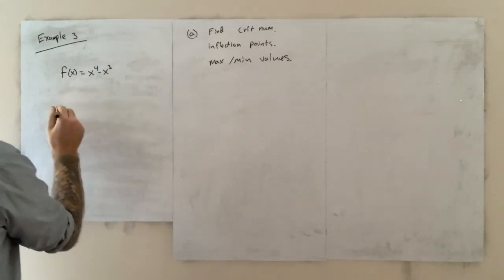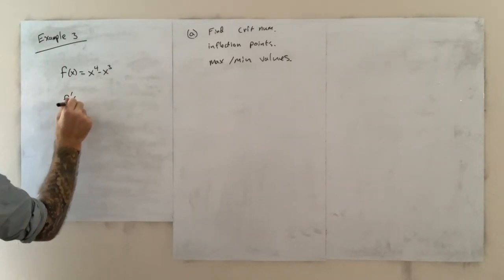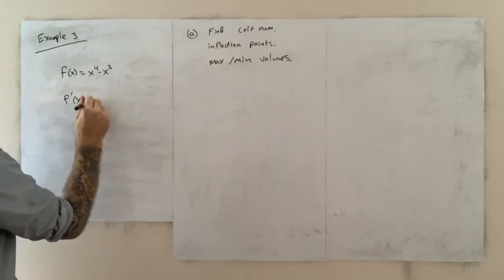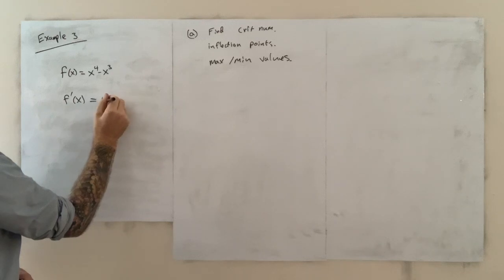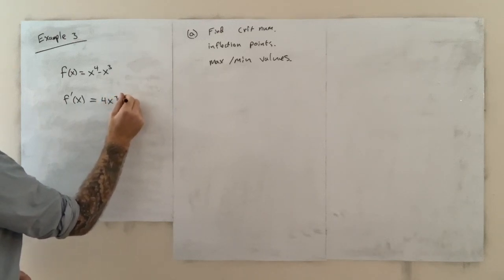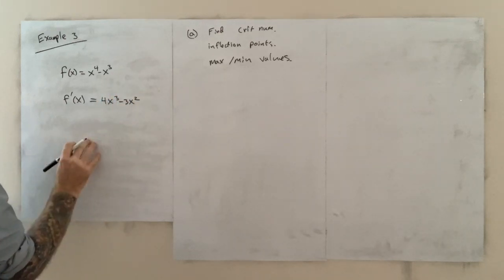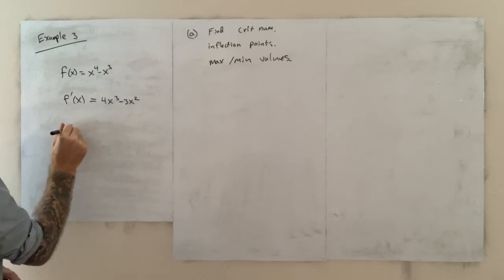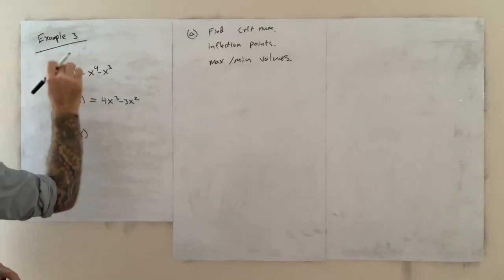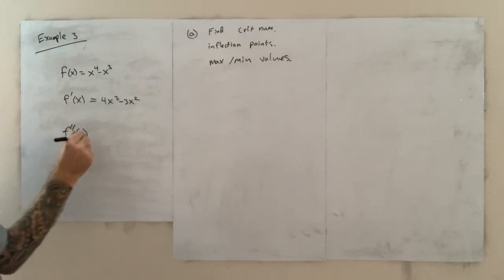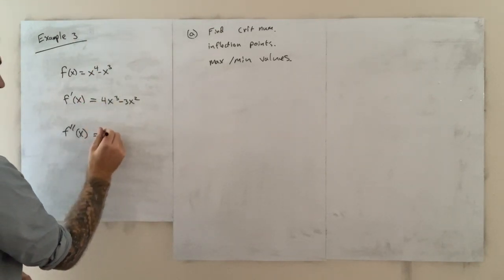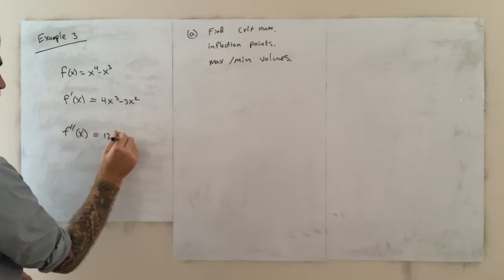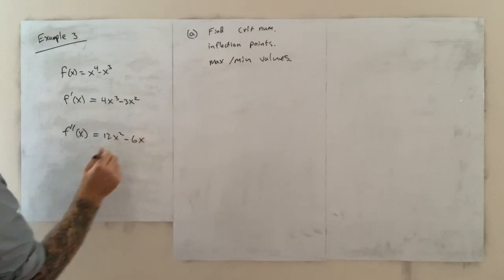If we want to start, we take the derivative, and if we take the derivative of this function, we're going to get 4x to the 3rd minus 3x squared. And we also want to take the second derivative. We're going to use information from all of these pieces. So this one's going to be 12x squared minus 6x.